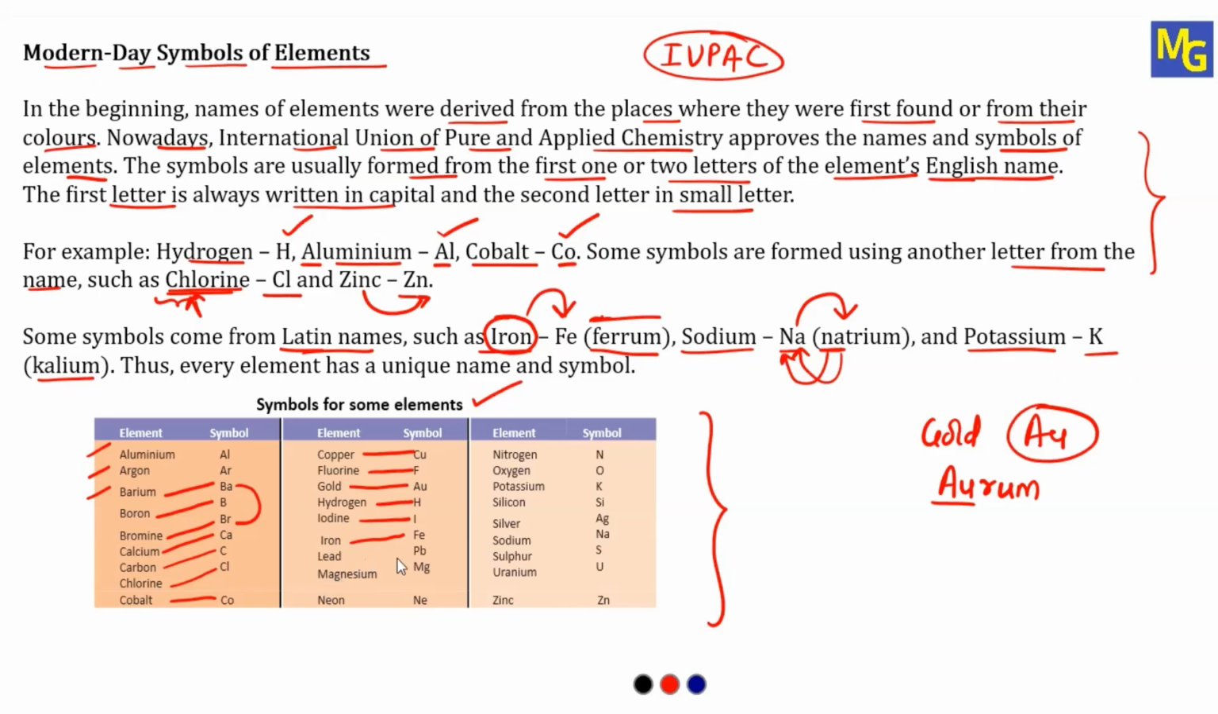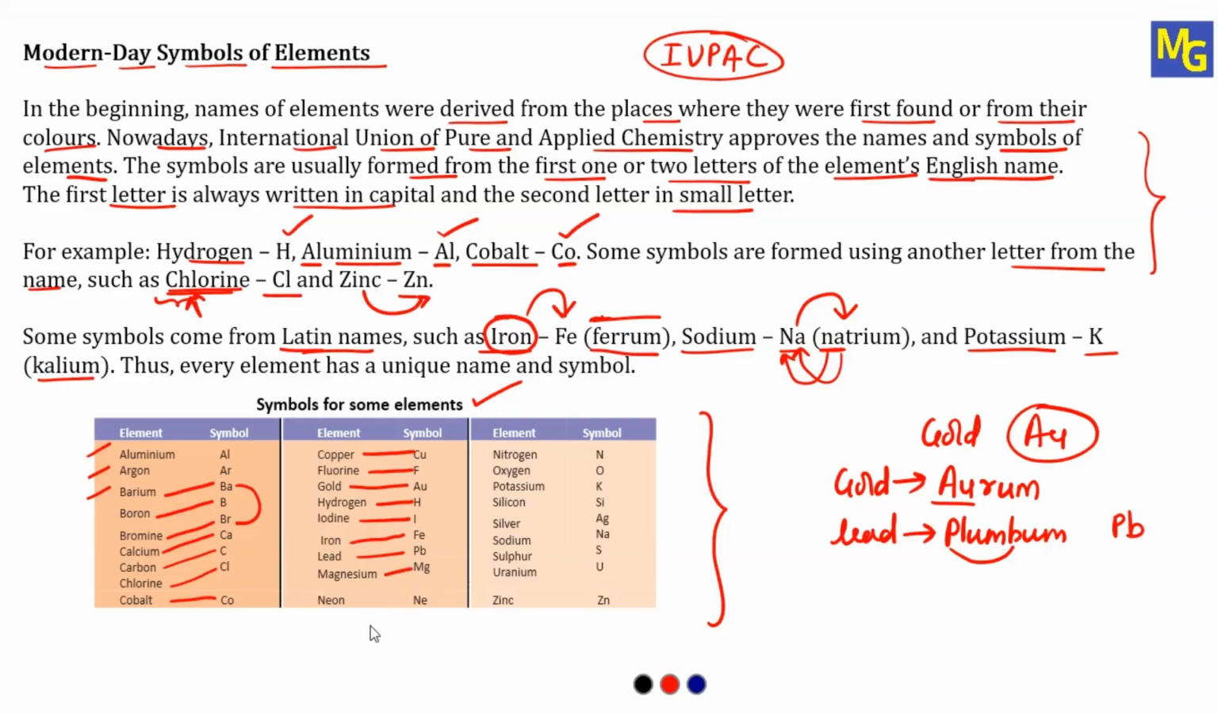Then lead, that is Pb. For lead, the name is lead, but still the symbol is Pb. Again it is from the Latin name, that is plumbum. I'll write it here. This is for gold and this is for lead. So you can see here plumbum. That's why we are going to use P and B. That's why the symbol is Pb.